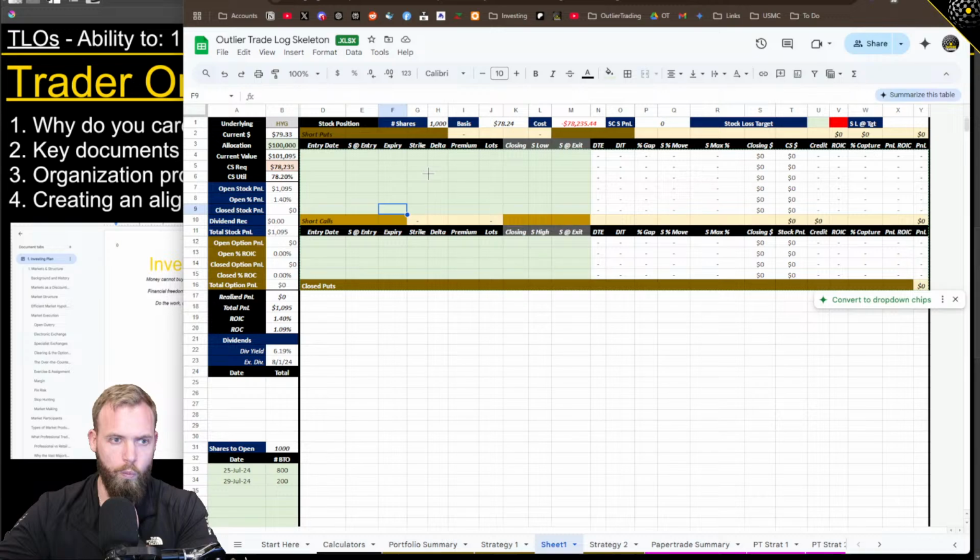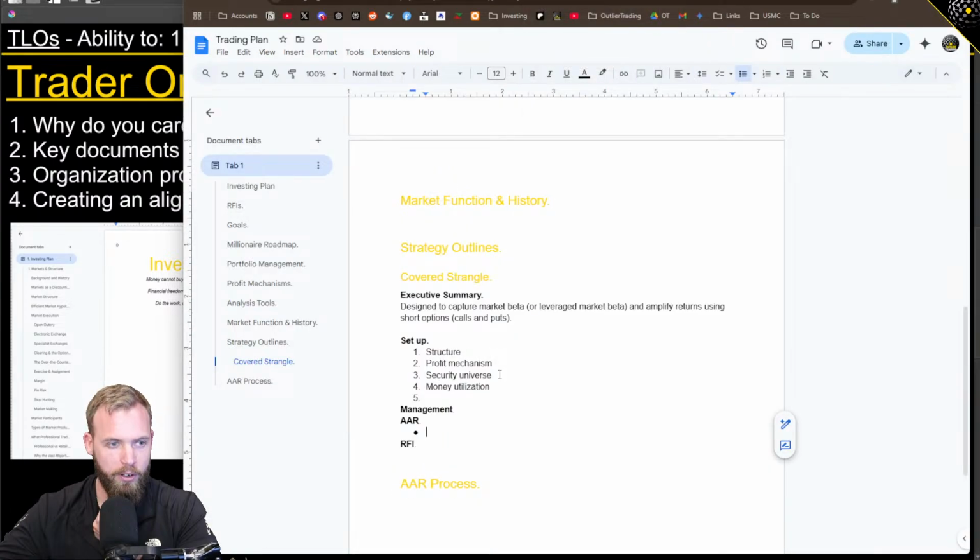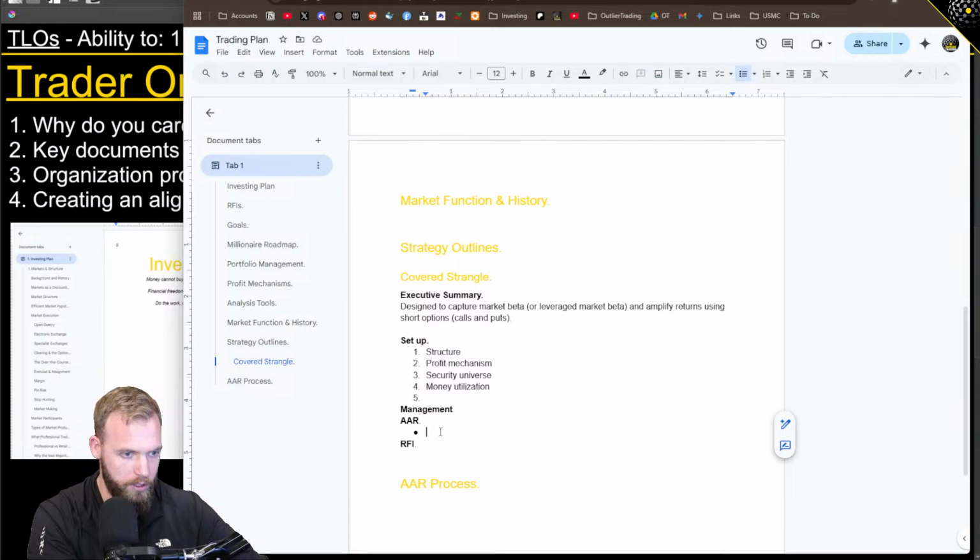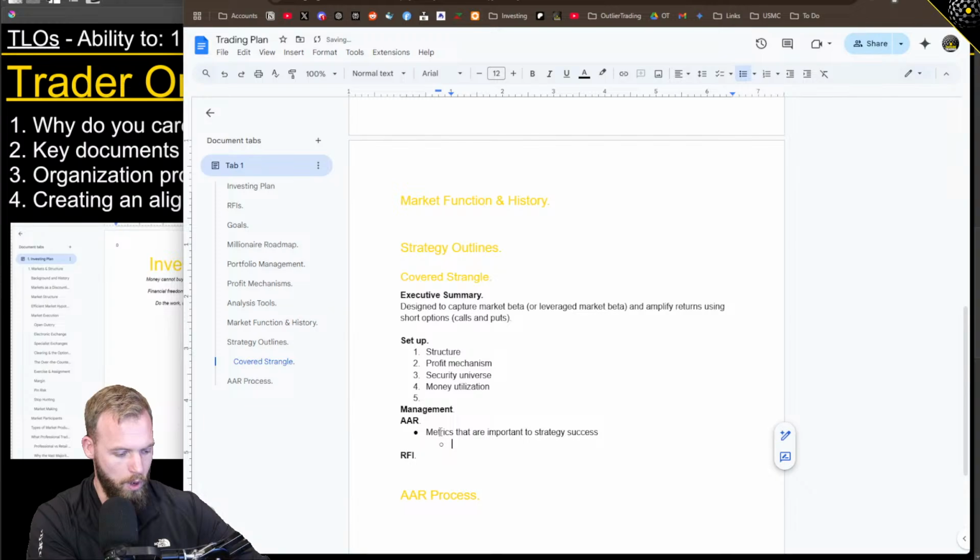And when I'm thinking about how to build something to actually track, I need to start with the details that simply matter to the strategy. So think of it. What matters to the profit mechanism? Well, the first thing that matters is the ability to assess or track if there's drift. So I'm going to list out the metrics that are important to strategy success. One of those, underlying price movement. That's a big one.